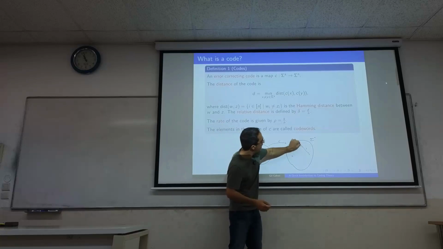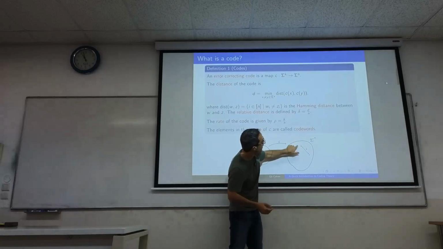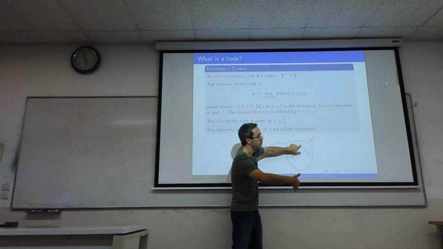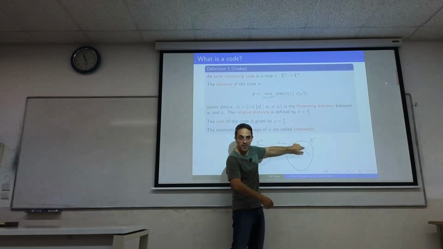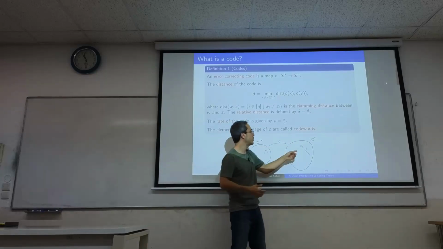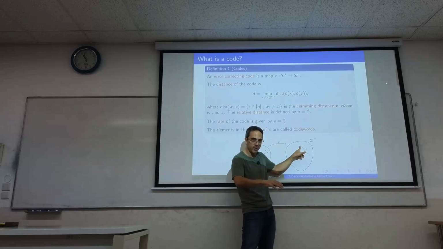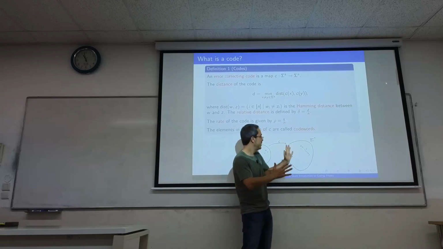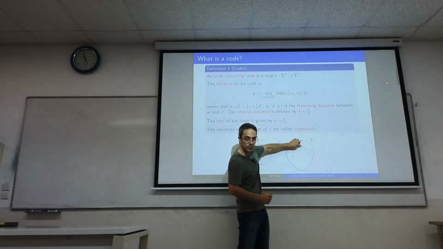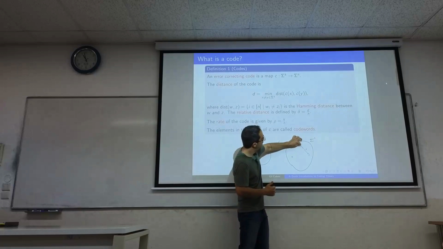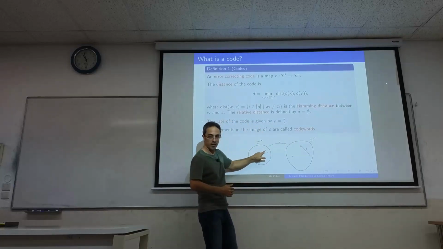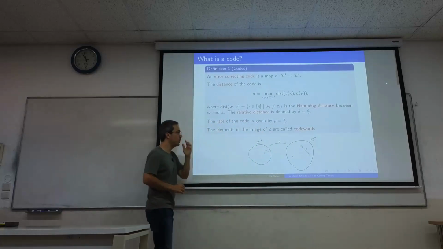Because if there are not too many errors, then you're still close to that, closer than you are to any other code word. So you know you're just looking for the code word that is closest to you. Forget about computational stuff, but at least information theoretically, you can search for the code word that is closest to you. You look at that, and then you can invert to get back the message. Okay, so that's why we like codes.